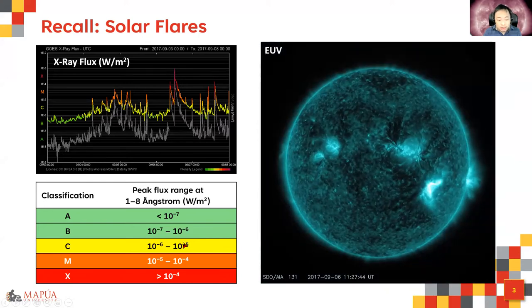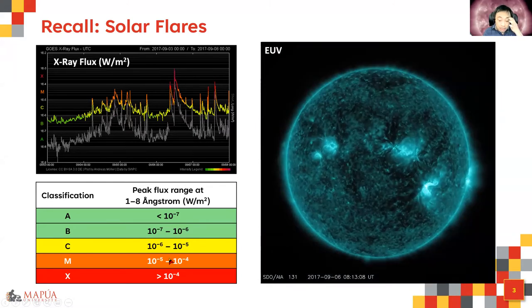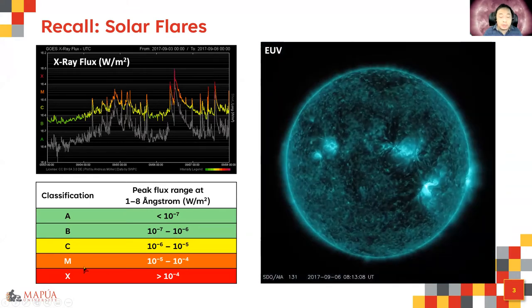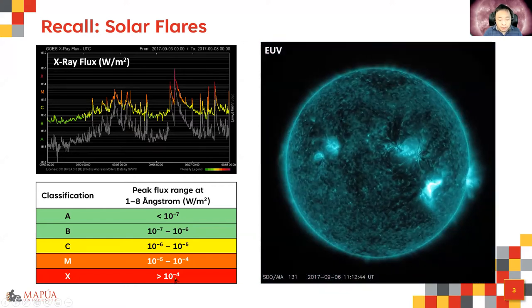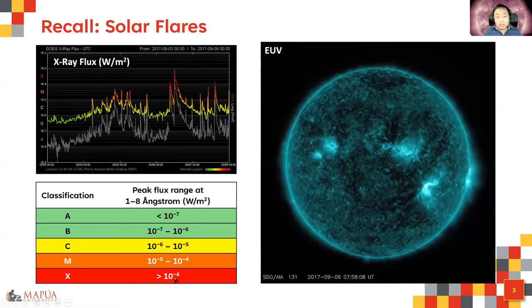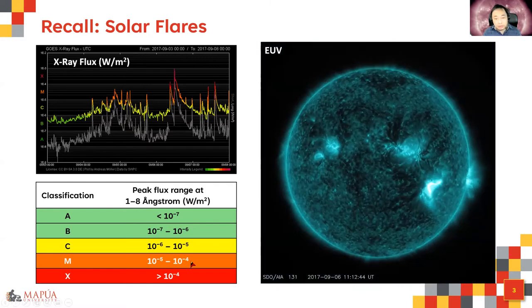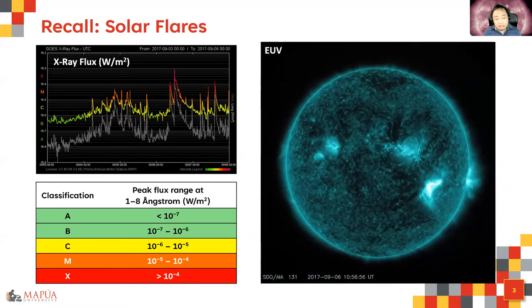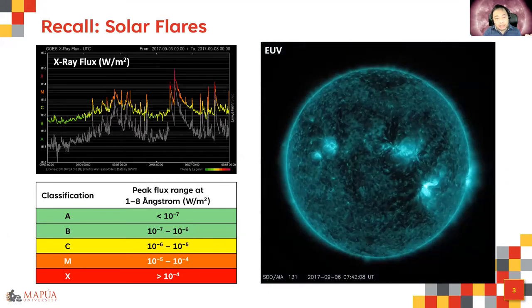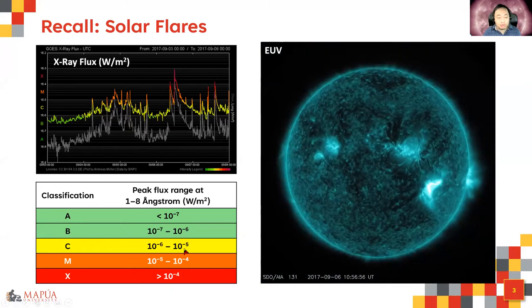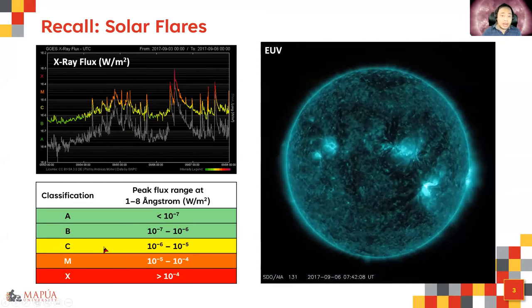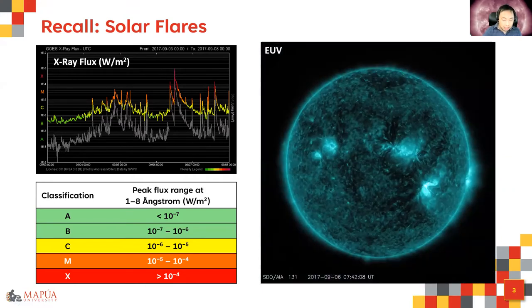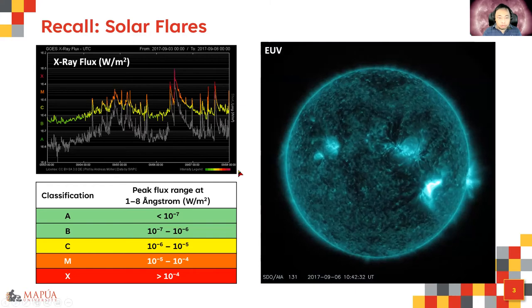Above that, that's a major flare. That's an M class flare. That's 10 to the negative 5 to 10 to the negative 4. And then the strongest of them, the extreme cases, are the X class flares. That's at greater than 10 to the negative 4. So you will notice here that the X-ray fluxes, or the classification, are divided in terms of orders of magnitude. Okay, so one class is one order of magnitude higher than the previous class.